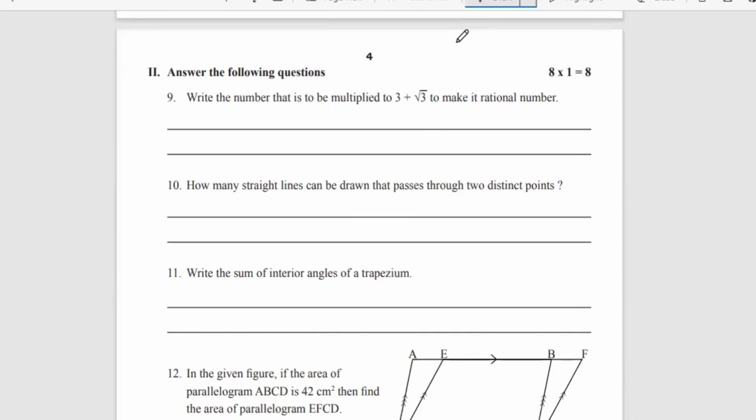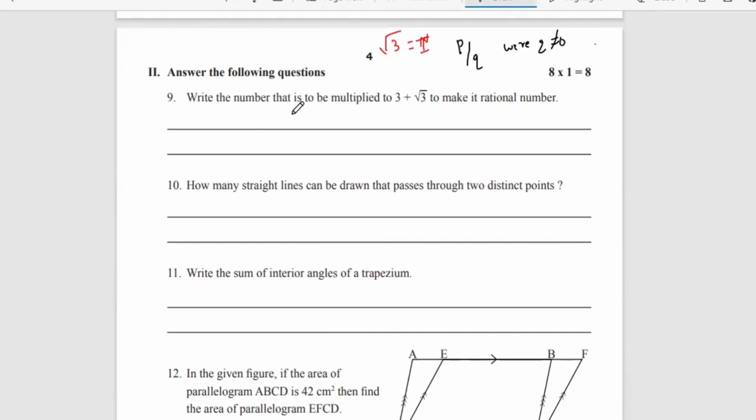A rational number is nothing but a number which can be represented in the form of p by q, where q is not equal to 0. That means the denominator should not be 0. And any value under the root, that is root 3 they give in the question, is not a rational number. It is an irrational number.